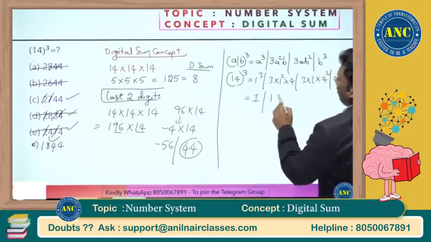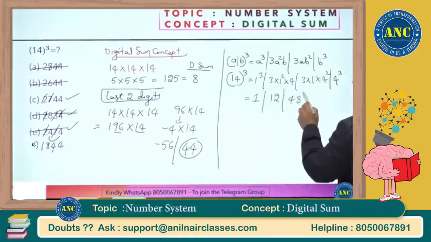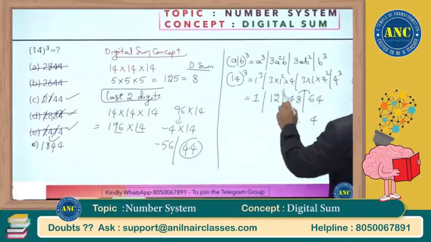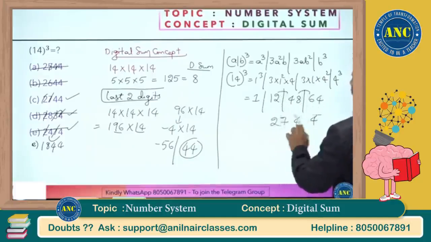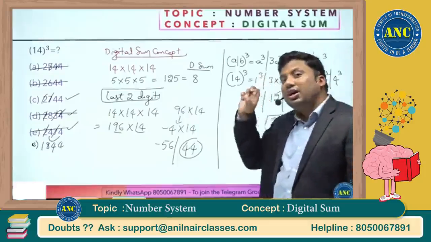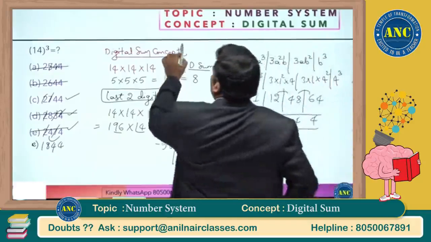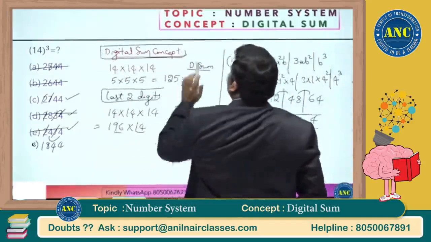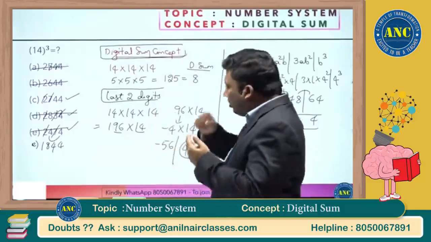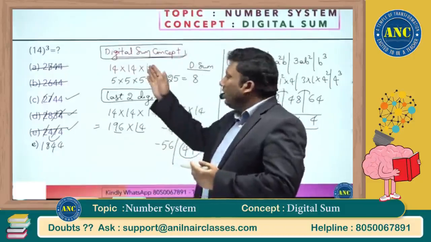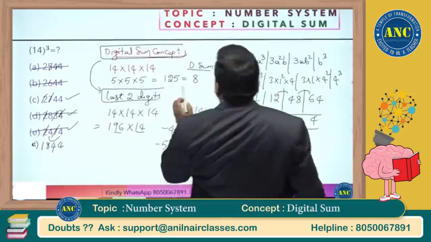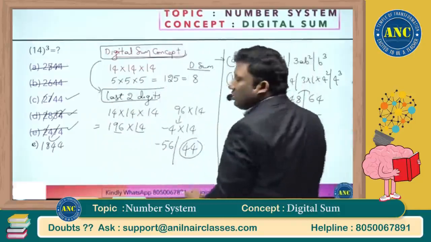1 cube is 1. 3 4s are 12. 16 3s are 48. 4 cube is 64. Write down 4, 6 carried. 4, 5 carried. 17. 2744. If you are stuck, this concept is used at the last step. First go by the digital sum concept. If 3 incorrect answer options are eliminated, then stop there. Or if you are able to eliminate only a few, then use the last 2 digits logic.